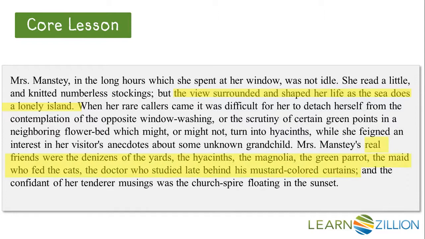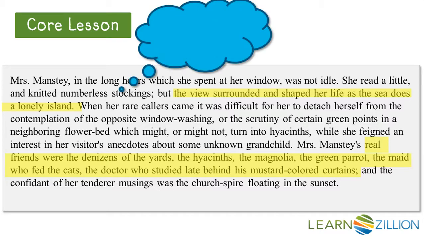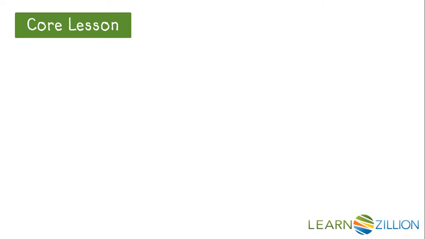I'm going to highlight this because Wharton doesn't just explain what Mrs. Manstey sees when she looks outside. Wharton goes a step further and says that these people and things are her friends. This definitely gives us insight into Mrs. Manstey's character. So now that I've highlighted details about the setting, I'm ready to move on to the second step. I'm going to ask myself, how do these descriptions relate to the character? And in order to answer this, I'm going to look at each section separately.